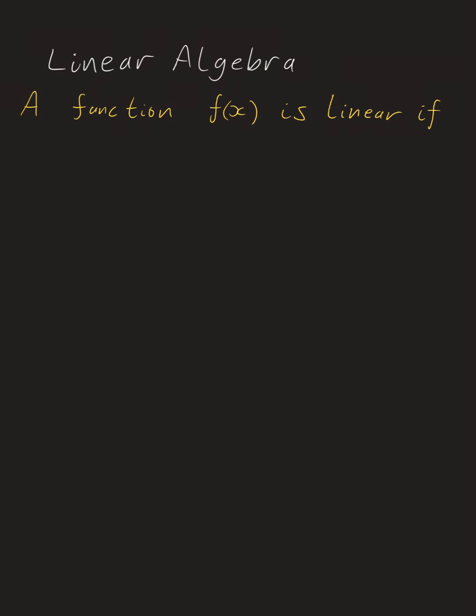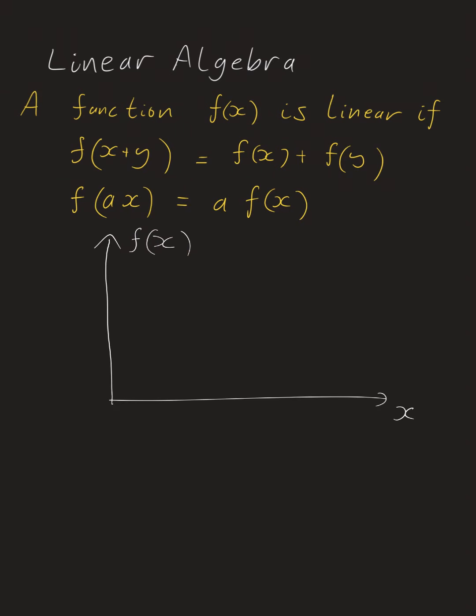So the term linear is generally applied to functions. So let's say I have a function f of x. We say that function is linear if f of x plus y is always equal to f of x plus f of y, and also that f of ax is always equal to a times f of x. If I plot a function that has these two properties, it will always look like this, a straight line through the origin. Let's put some numbers in here and see how those properties work.